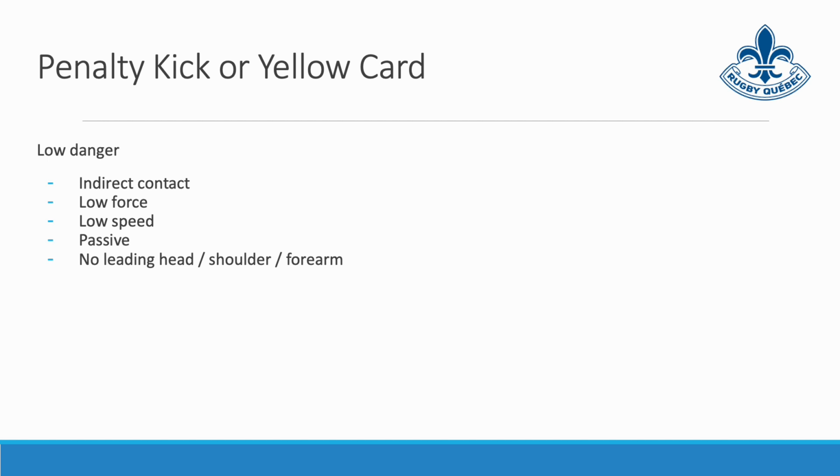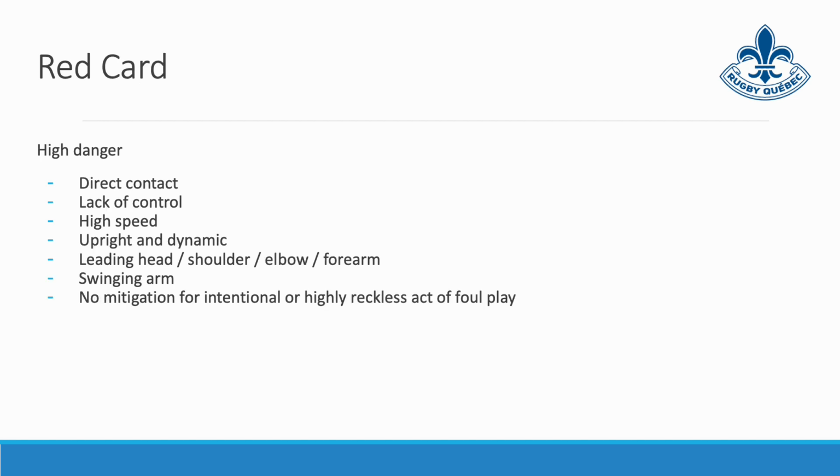When we're looking at penalty kick or yellow card, we're looking at low danger. So this is for indirect contact, low force, low speed, a passive contact, and no leading of the head, shoulder, or forearm. And finally, we have a red card.